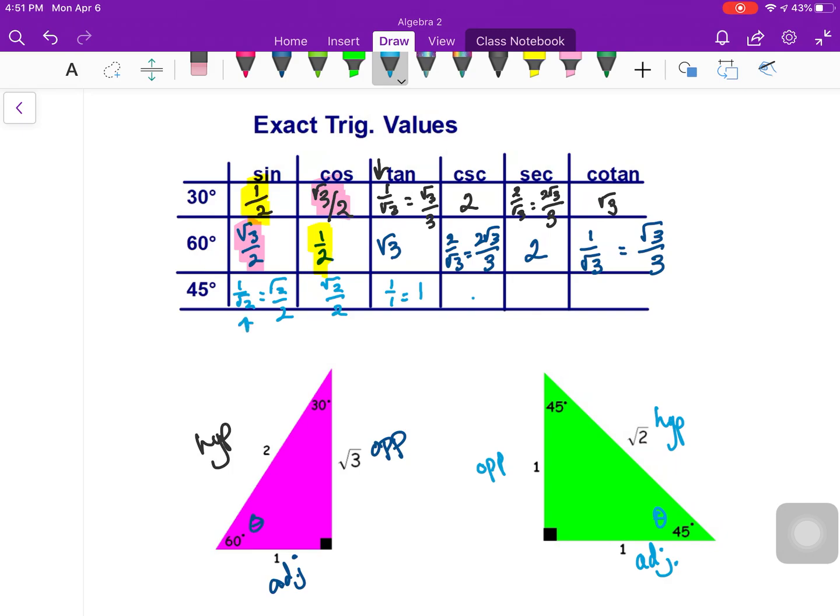Cosecant, reciprocal of sine, so I'm going to flip this one, and I get square root 2 over 1. Secant, I'm going to flip that one, which is also 1 over square root 2, so it is square root 2. And cotangent, when I reciprocal 1 over 1, I still get 1 over 1, which is 1.